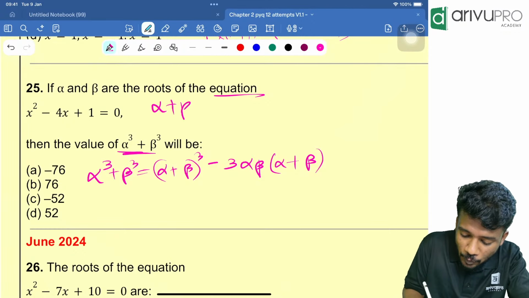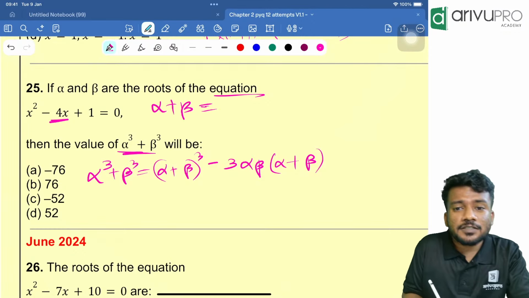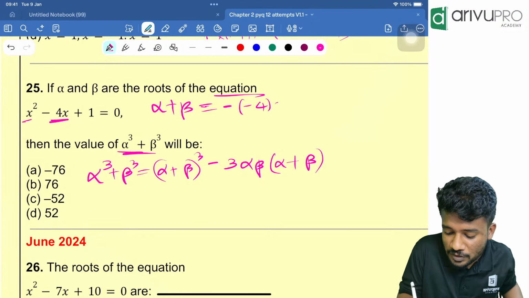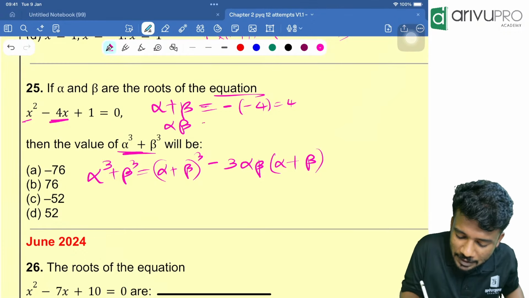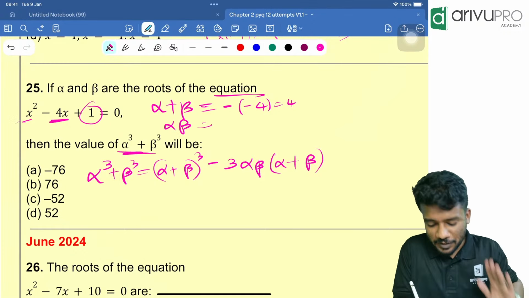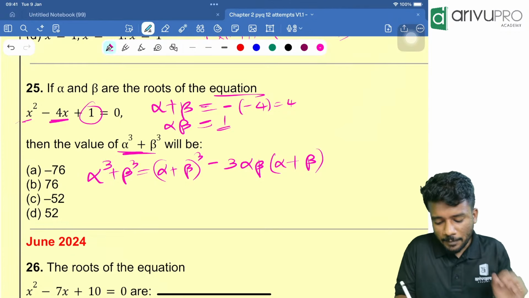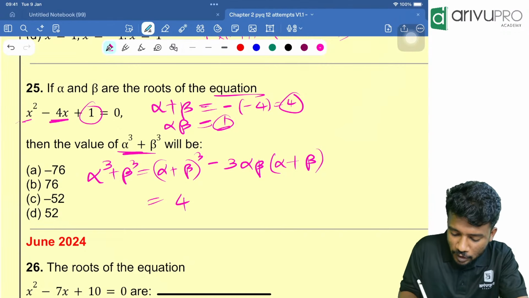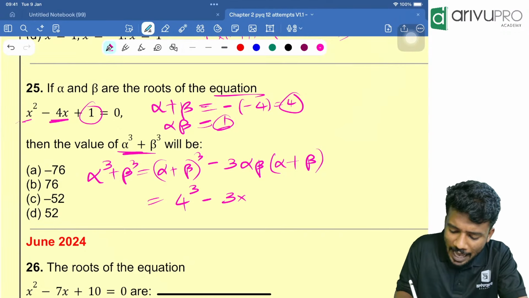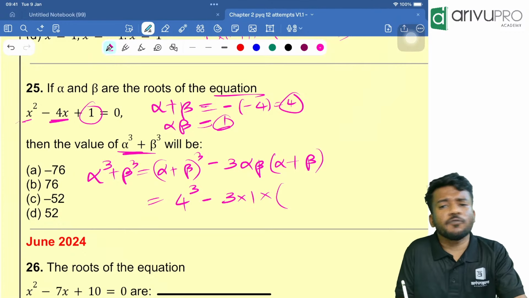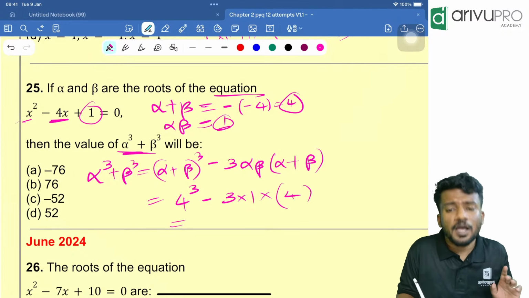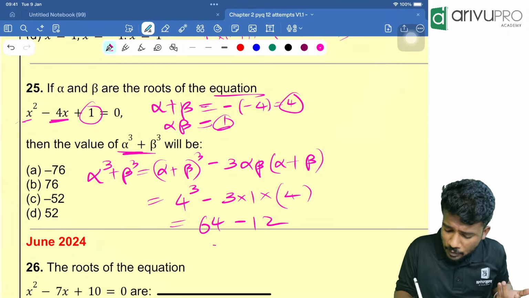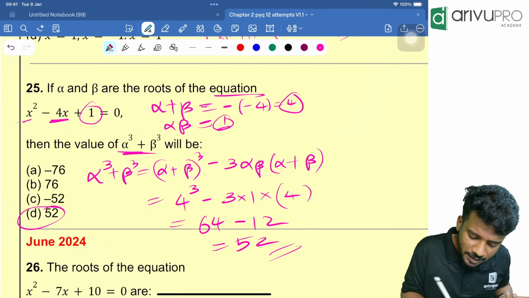People, the sum of the roots is how much? That is nothing but minus of the coefficient of x divided by the coefficient of x square, that is minus of minus 4, which is equal to 4. Then alpha beta is nothing but the constant term divided by the coefficient of x square, that is equal to how much? 1. Substitute 4 and 1: 4 cube minus 3 into alpha beta, which is 1, into 4. 4 cube is how much? 64, minus 3 into 4 is 12. That is how much? 52. Option D is your answer.